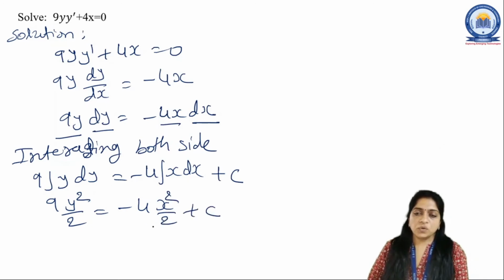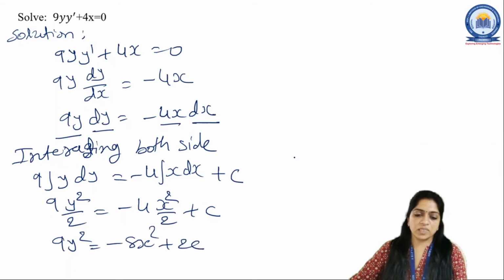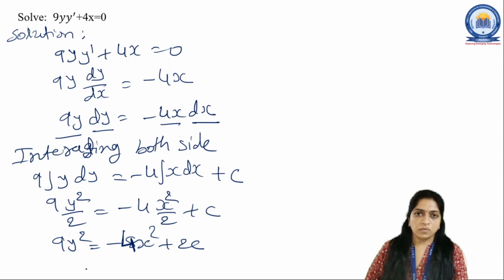So if you wish, you can take 2 as LCM, then 9y square, here minus 8x square plus 2c, which is the required solution for the given differential equation. See, this is 2, so 2 twos are 4 only, right? This one is 4.